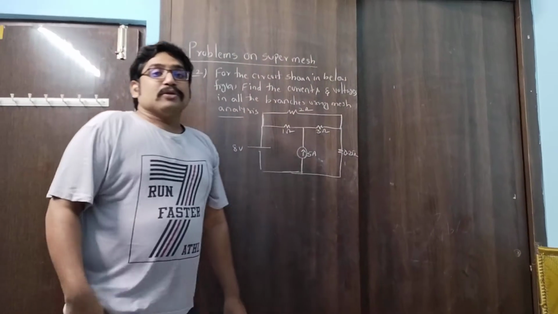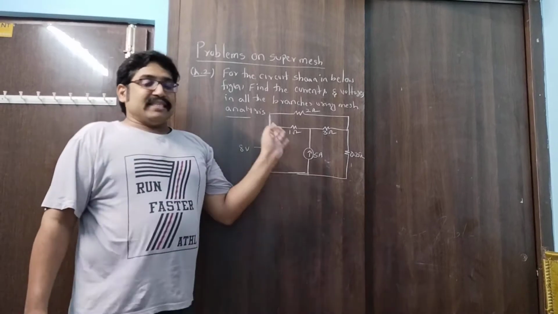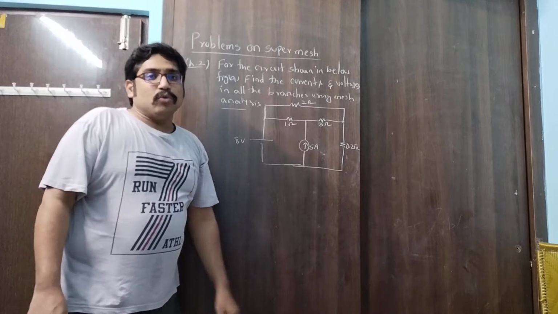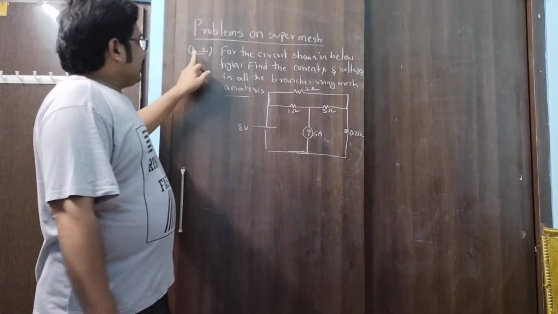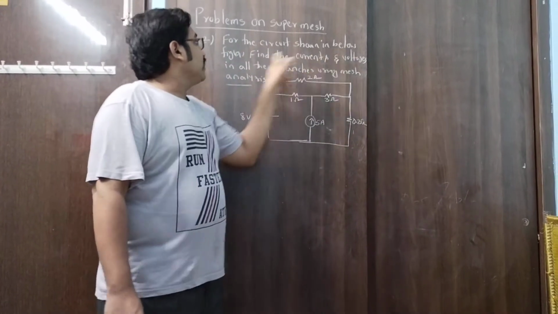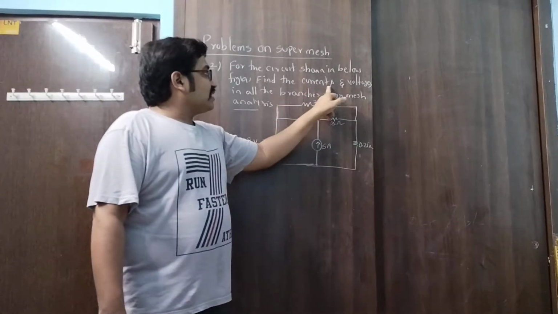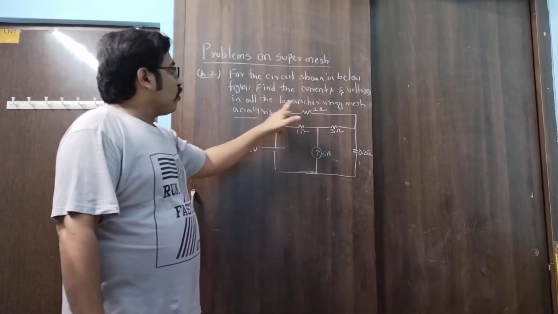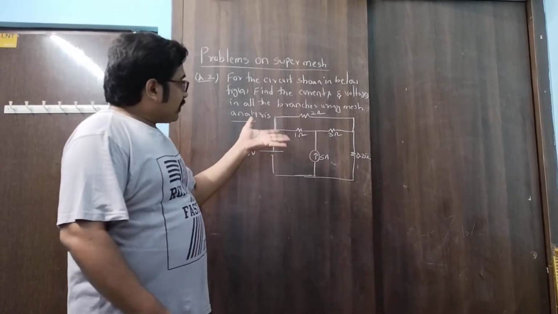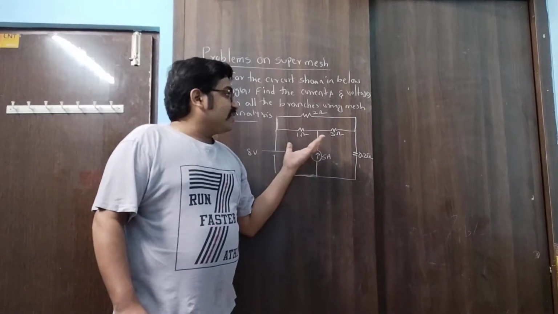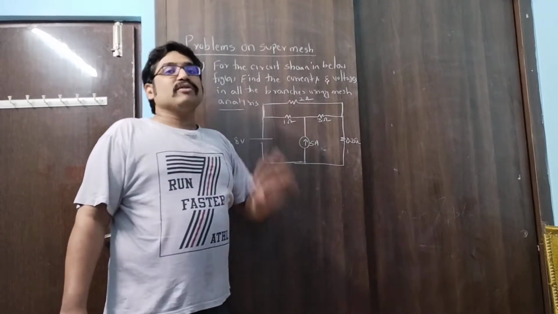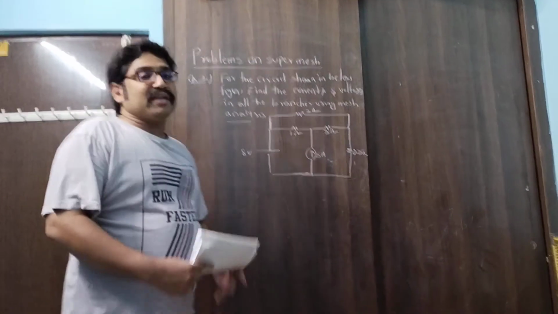Once again, we will discuss the problems on super mesh using the loop analysis method. The problem given on the question paper is: for the circuit shown in the figure, find the currents and voltages in all the branches using mesh analysis. Using mesh analysis, you are requested to calculate the current in all the branches. At the same time, you need to calculate the voltage across all the branches.